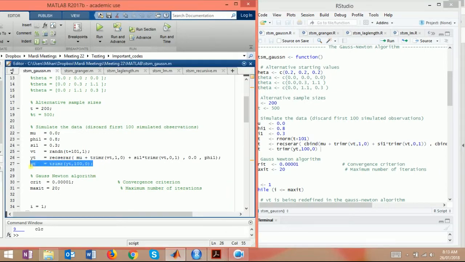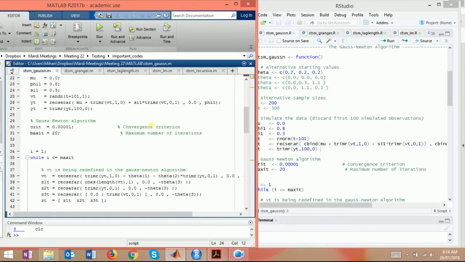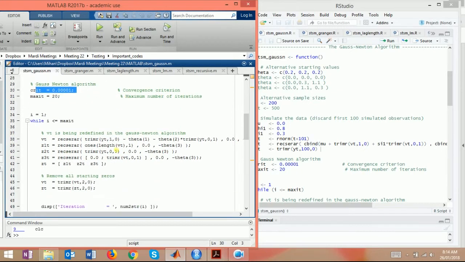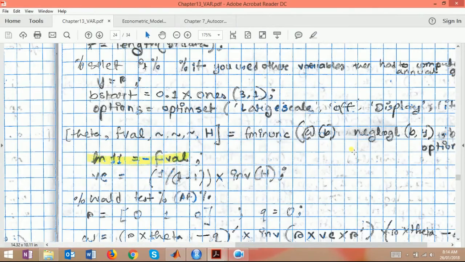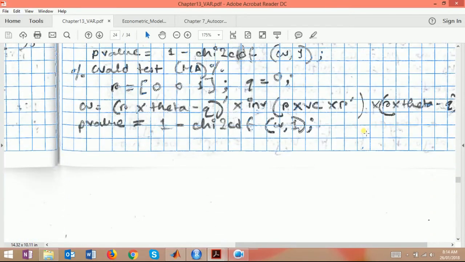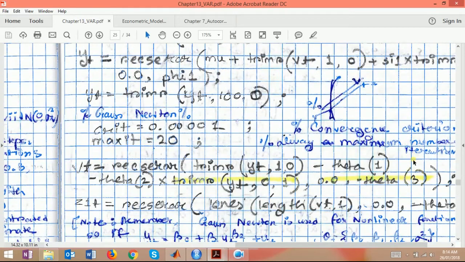And then trimr yt 100 0, whatever we estimated, we first want to trim the first 100 observations. So from VT we have estimated our yt, and Gauss-Newton. Now for the algorithm, we need to start with a convergence criterion, and a maximum iteration is set. Before we move further, we need to remember a few things. Let's go back to our written code. Now you see in this written code there is some additional information.